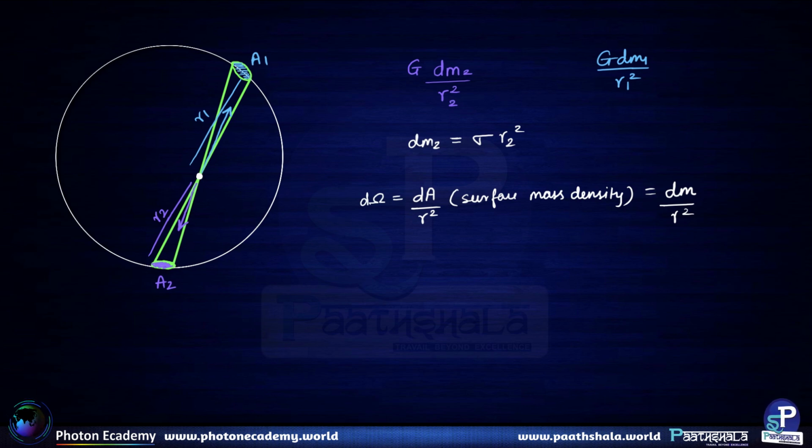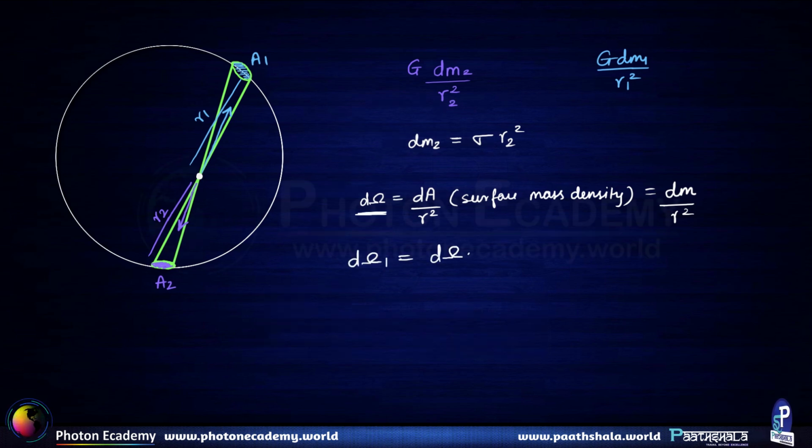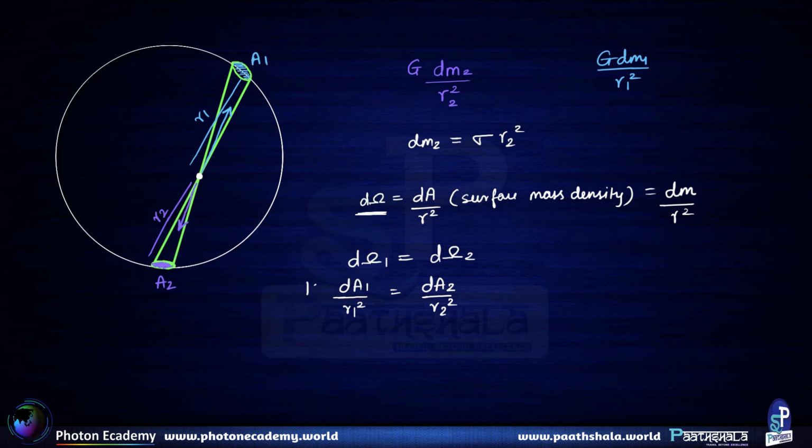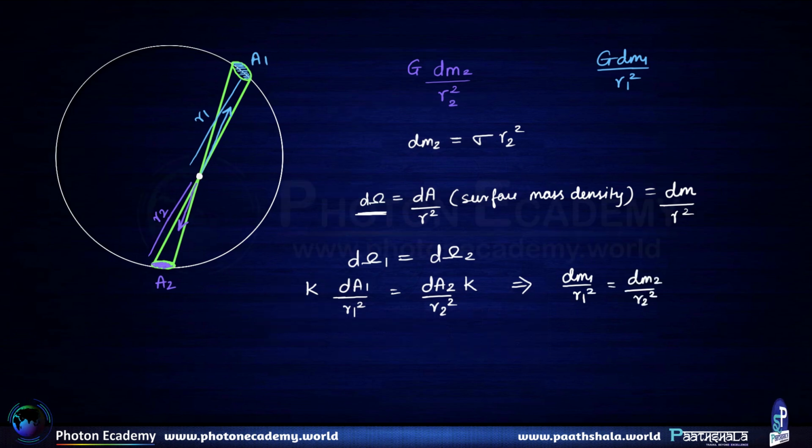Because of this, the vertically opposite angles are congruent. So d omega 1 is equal to d omega 2. That means dA1 upon R1 square is equal to dA2 upon R2 square. If we multiply this with the surface mass density, which I am calling K as of now, then I get dm1 upon R1 square is equal to dm2 upon R2 square.